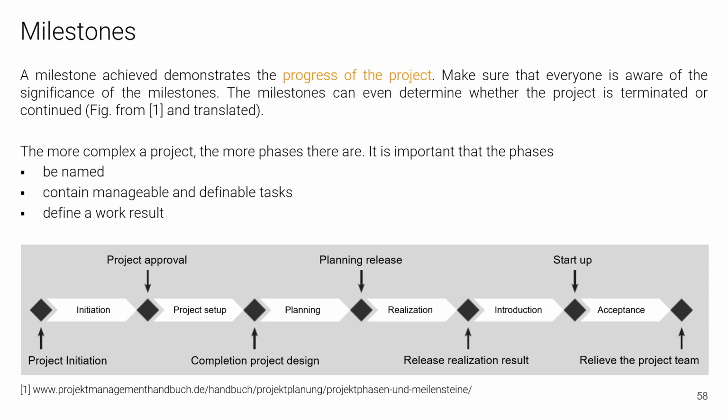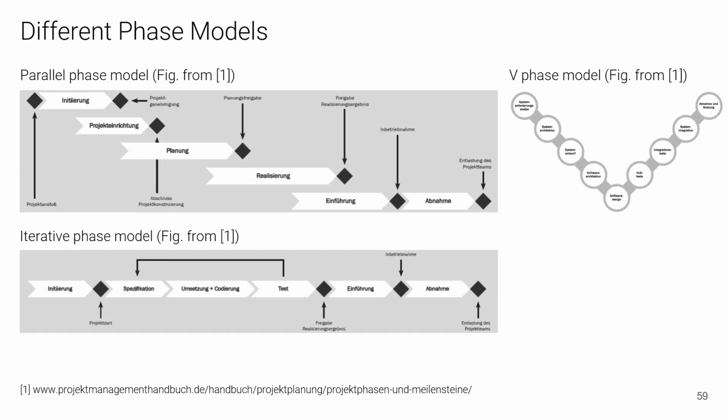However, one must always be clear about what such a milestone means, because it can also lead to the project being aborted. The more complex a project is, the more phases, the more milestones there will be. It is important that these milestones are named, that manageable and feasible tasks are defined, and that a work result is described. In project management, there are a number of phase models with linear, parallel, or iterative progressions, which I will not go into in detail here.